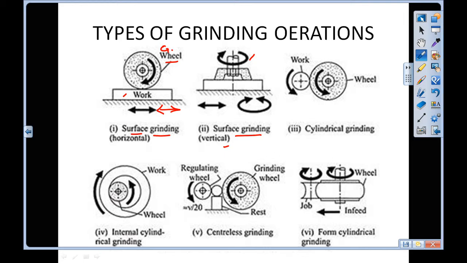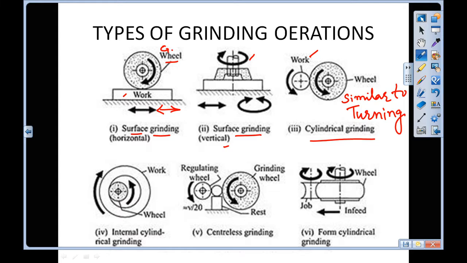The third type of grinding operation is cylindrical grinding. It is somewhat similar to a turning operation on a lathe. In this, here is the workpiece fitted between the centers, and the grinding wheel. You can see the rotating grinding wheel is forced against the workpiece to make it a more accurate size and surface finish.